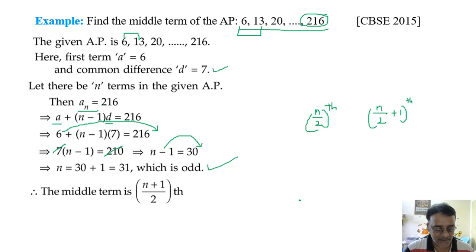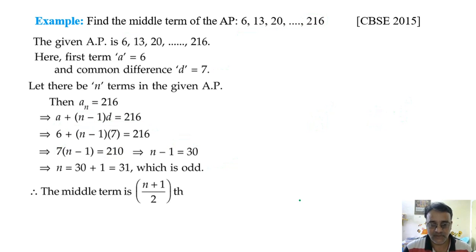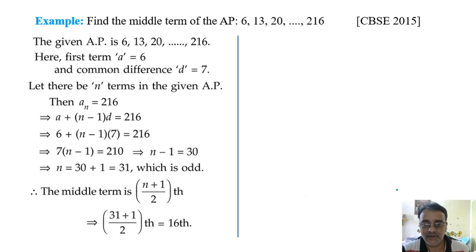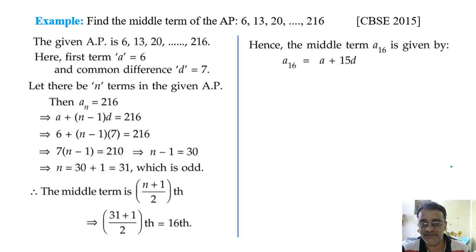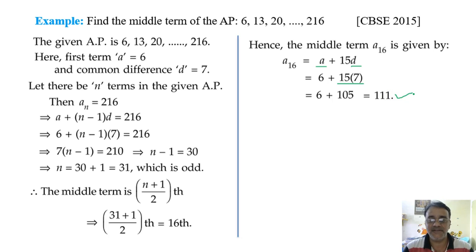So which term is the middle term? 16th. Right, 16th. Good. So that means we have to find A16. What is A16? A plus 15D. Very good. A is 6 and D is 7. So we'll substitute. 15 into 7 is 105 plus 6. What will you get? 111. Right. So this is the required answer. Any doubt in this question?